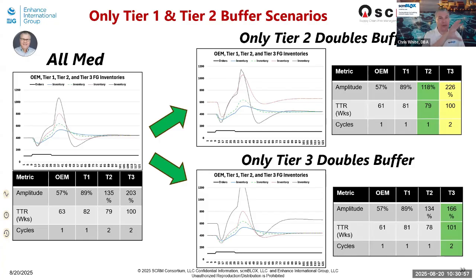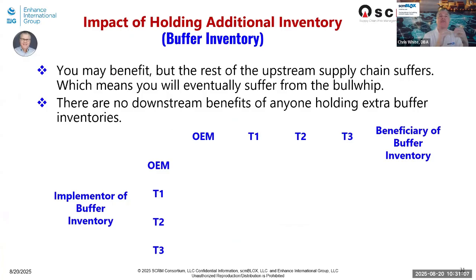So what's interesting is that we can look at all those, and you probably already saw the pattern, but we'll make it real explicit on this next slide, where this is now a relationship. When we start talking about the physics of supply chains, this is what we're talking about. So the impact of holding this buffer inventory is that you may benefit, but the rest of the upstream supply chain actually suffers, which means eventually you're going to get a bullwhip. If we were to run longer simulations, you might get a bullwhip later on. There are no benefits to anyone downstream from you.